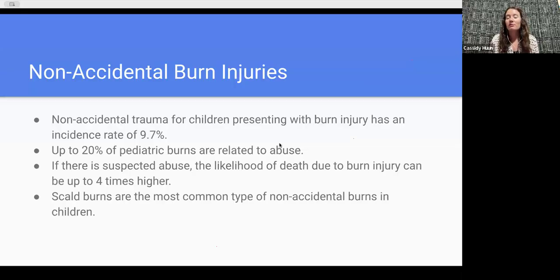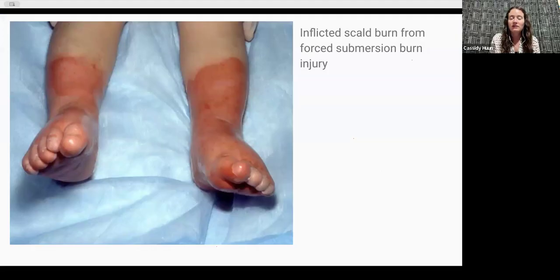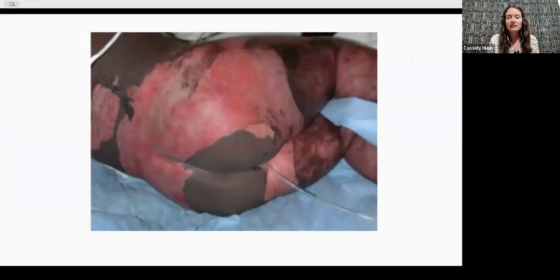Scald burns are not only the most common type of burn in general, but they're also the most common type of non-accidental burns in children. Here's a picture of an inflicted scald burn in which a child was forcibly submerged in hot water and suffered burns. This would be called a stocking distribution. Sometimes we think of stocking glove distribution, so the same thing would be present on the hands and wrists. Those are concerning findings.